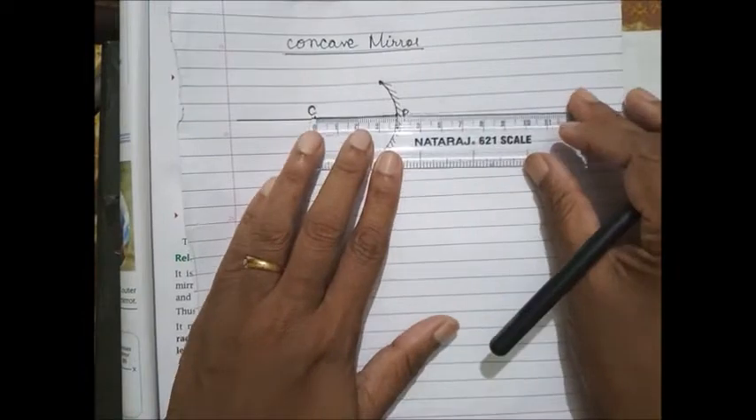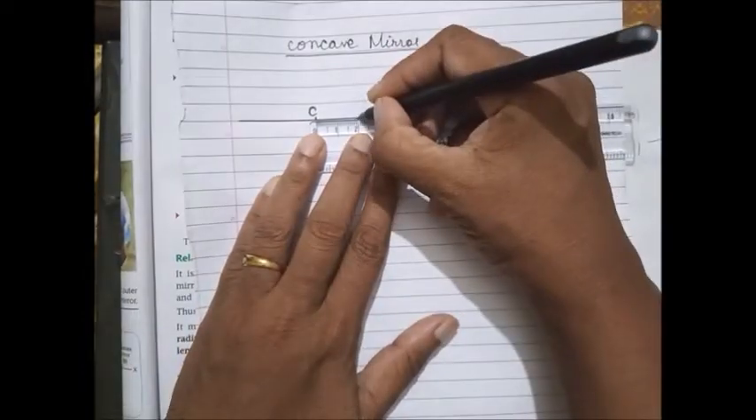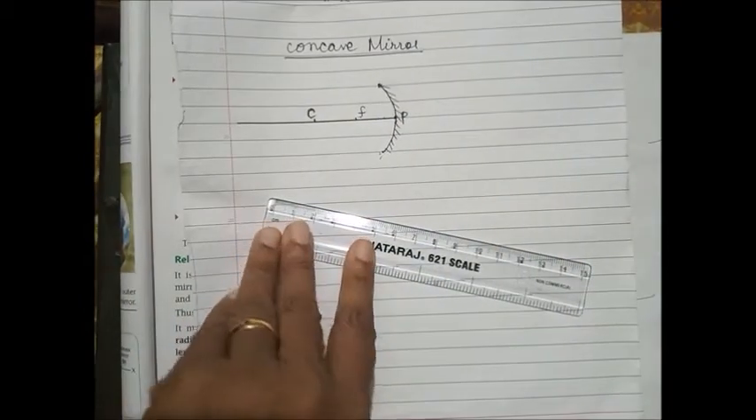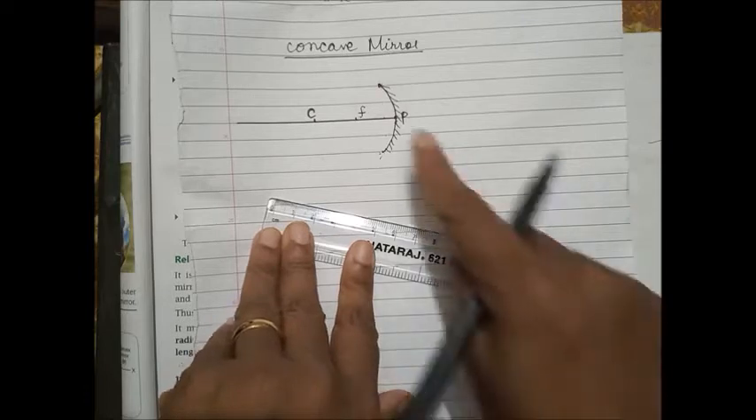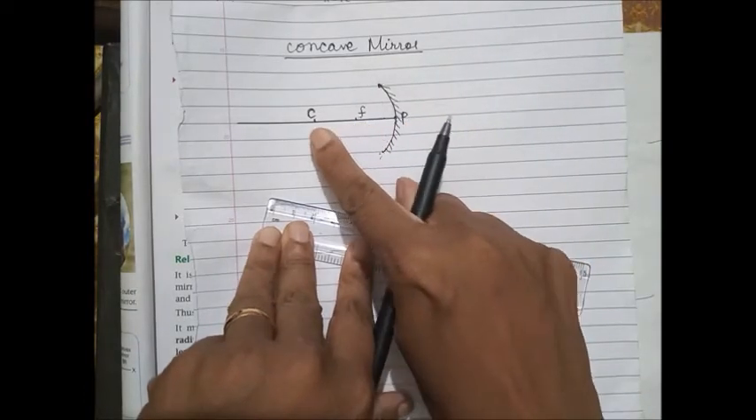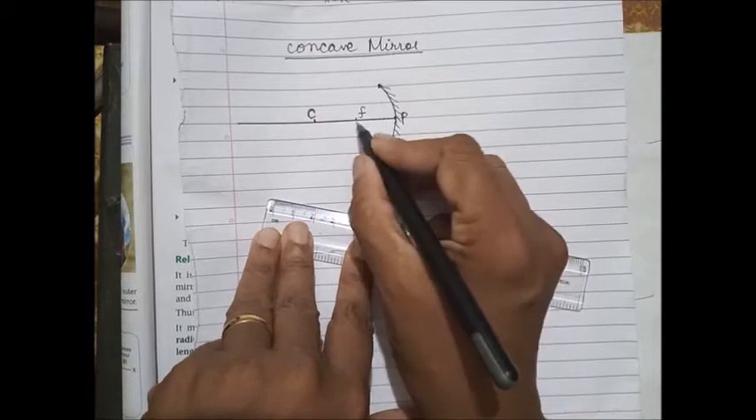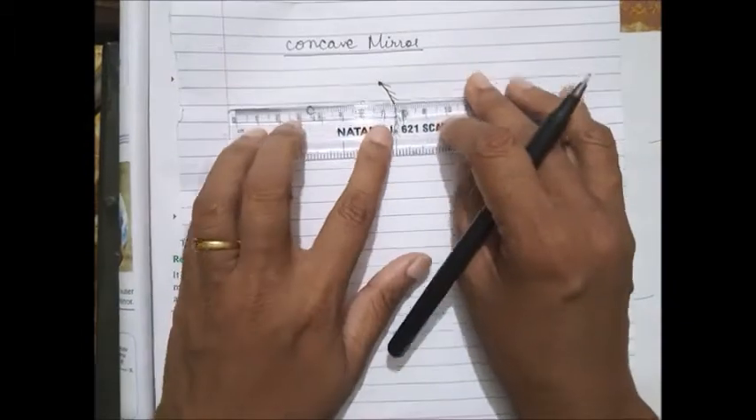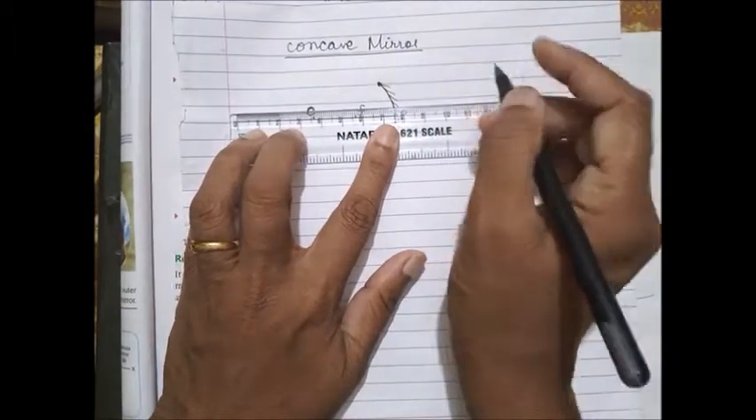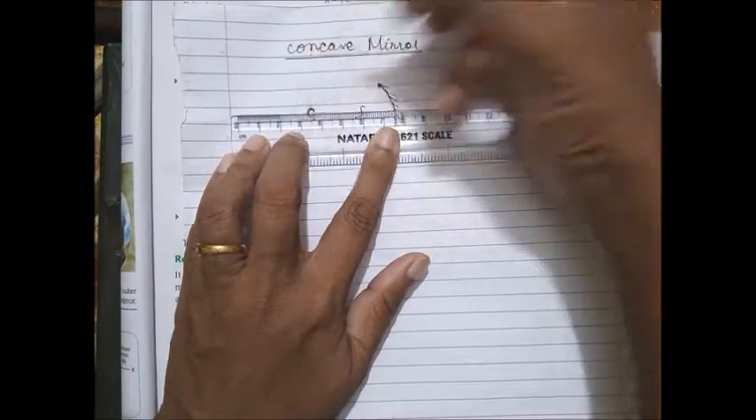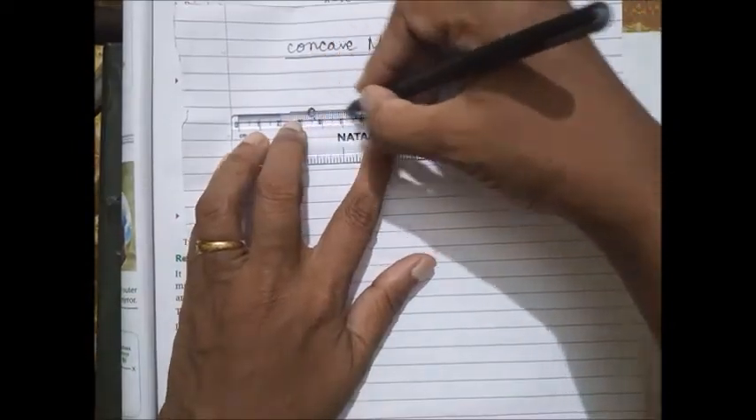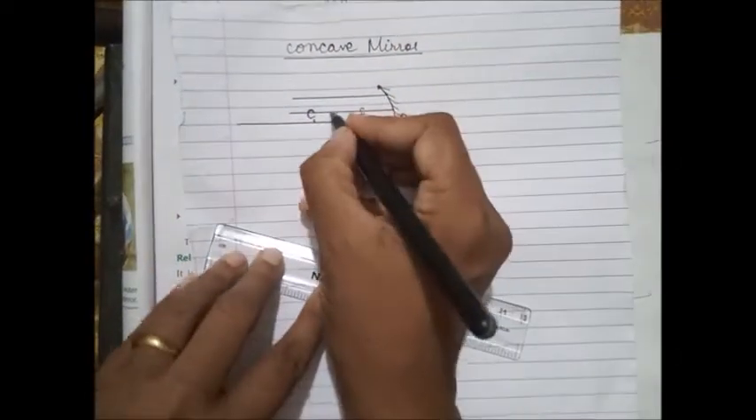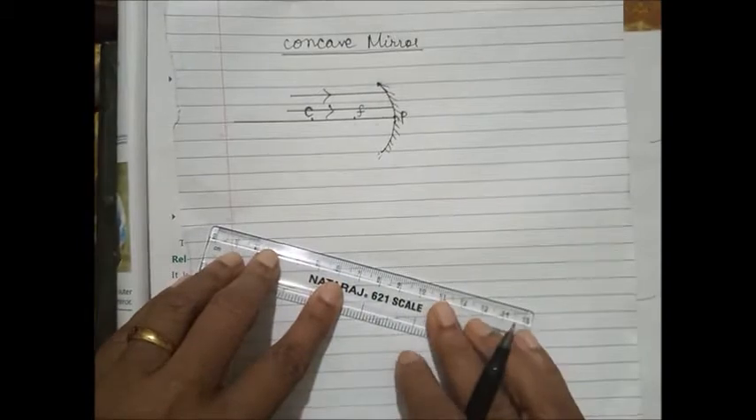And then at 2 centimeter, exactly in between C and P, you will have the principal focus, that is F. Is it clear, children? So this is the pole, this is the principal focus, and this is the center of curvature. 2 centimeter here and 2 centimeter here. Now we have to show the principal focus for a concave mirror. So what you do, take 2 incident rays. One here and the other one here. These are your incident rays.